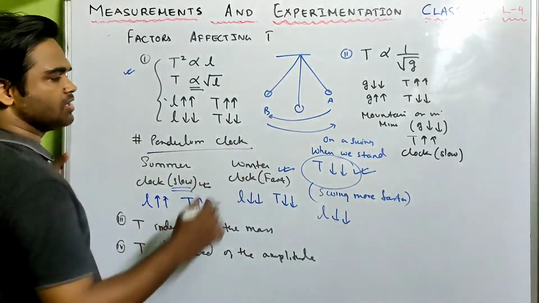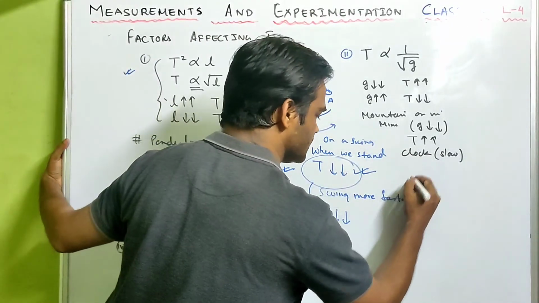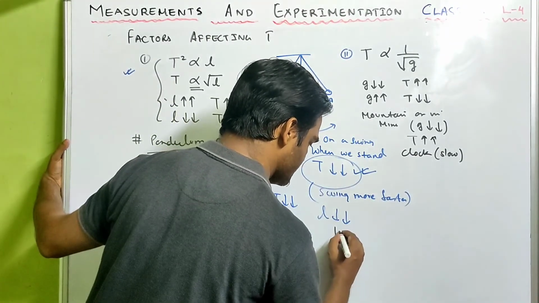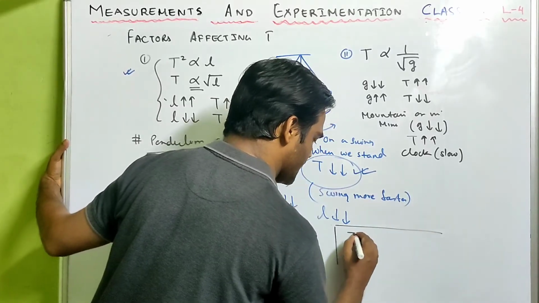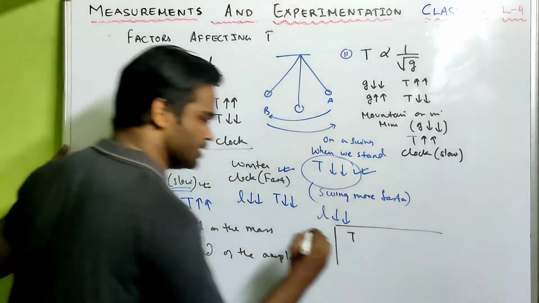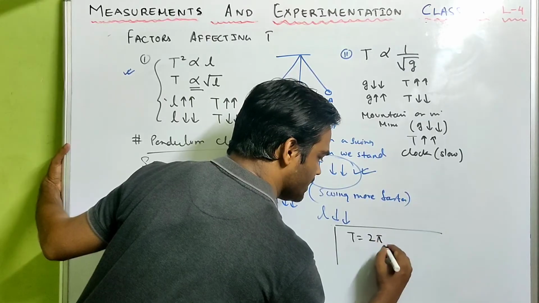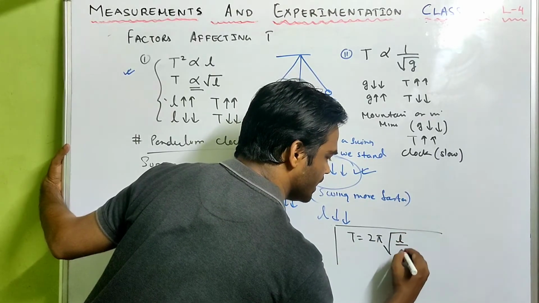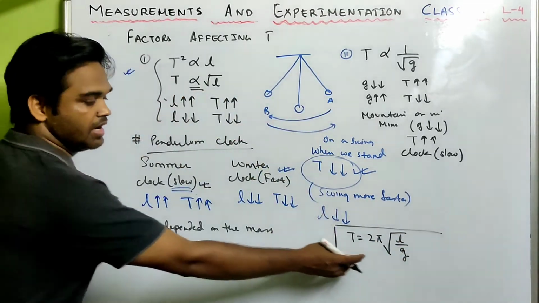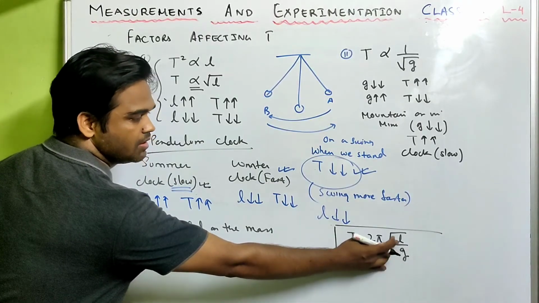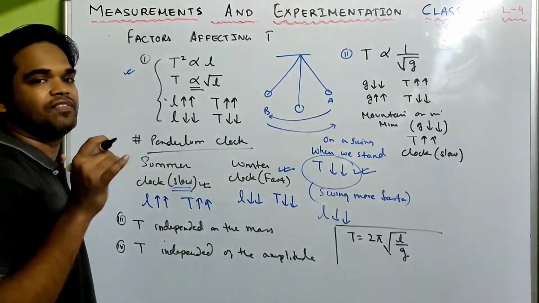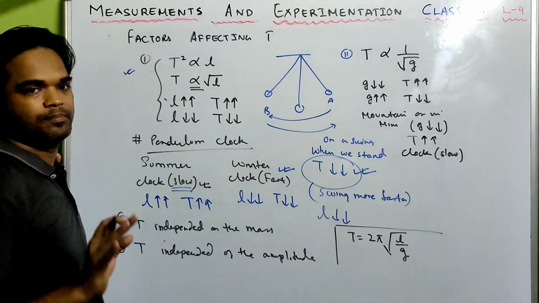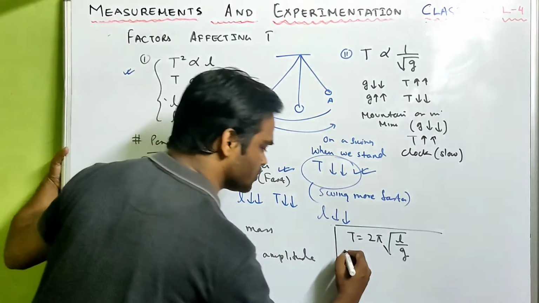So combining these, we come to a conclusion, remember this, that the time period of a simple pendulum is 2 pi root over L by g, where g is your acceleration due to gravity and L is the effective length of the simple pendulum. While doing numericals, we'll use this.